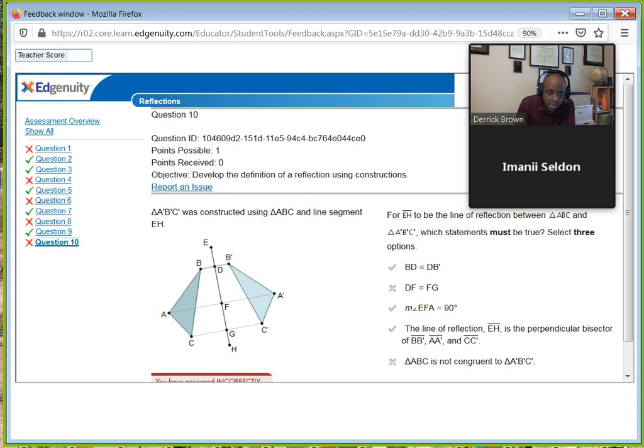And then the measure of angle EFA is a right angle, so it's a 90-degree angle. Yeah, I believe that one. Then the line of reflection EH is the perpendicular bisector of BB prime, AA prime, CC prime. I believe that. And then these 2 triangles, triangle ABC is not congruent to triangle A prime, B prime, C prime.